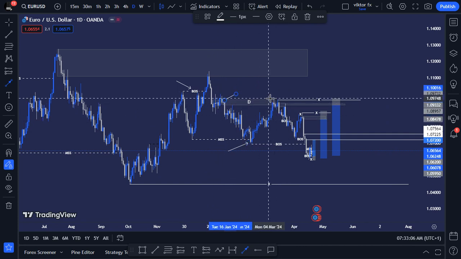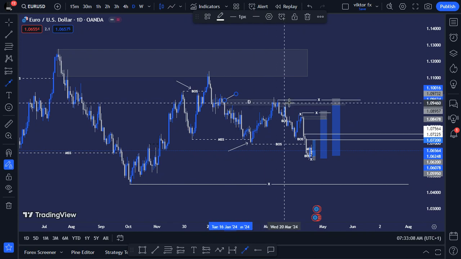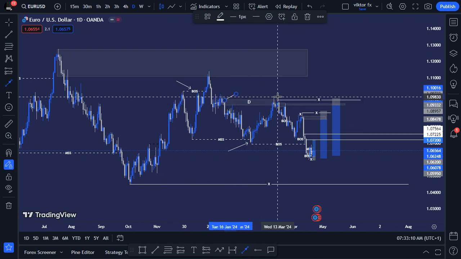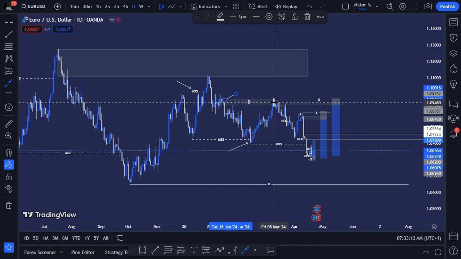As you can see, price rejected from the order block. It also swept the highs of the order block. It swept above the order block and grabbed liquidity from there. From there, price started pushing down. Let me go over to the 4 hour time frame.